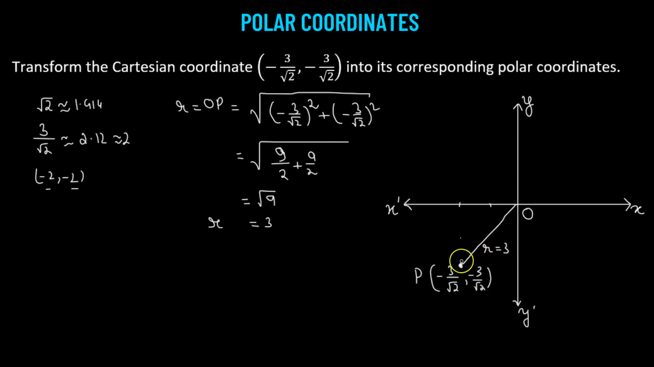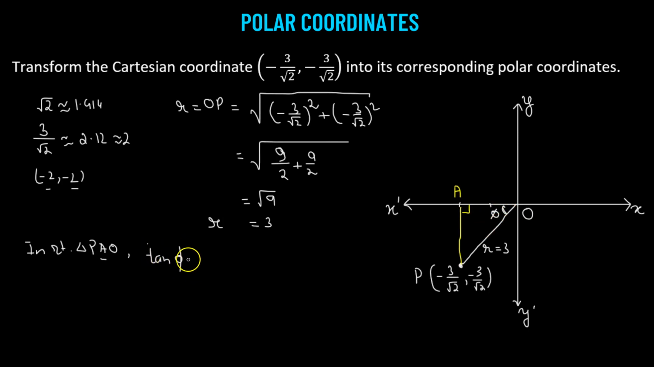For that, we'll drop a perpendicular from point P on the x-axis, and let's say that line meets at the point A. So PA is going to be perpendicular to the x-axis, and we get a right angle triangle PAO. So let's consider the right triangle PAO, right angled at A. Here we'll try to find this angle, and we're going to name this angle phi. So we'll take the tangent of this angle phi.